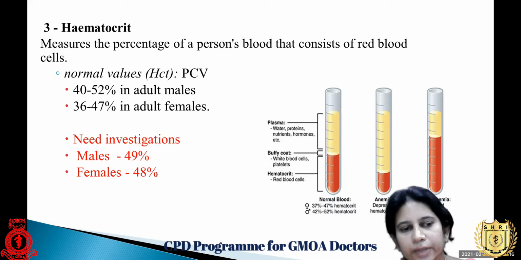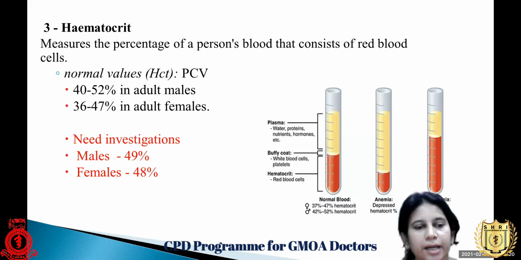But you have to have an idea of when you need to investigate a patient with high hematocrit. In males, if hematocrit is more than 49, you have to investigate. In females, if it is more than 48, then you have to investigate. We'll move into these cases later on.